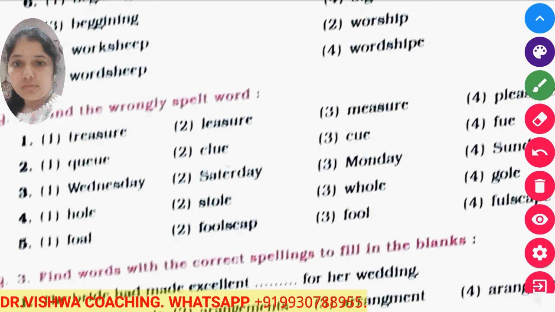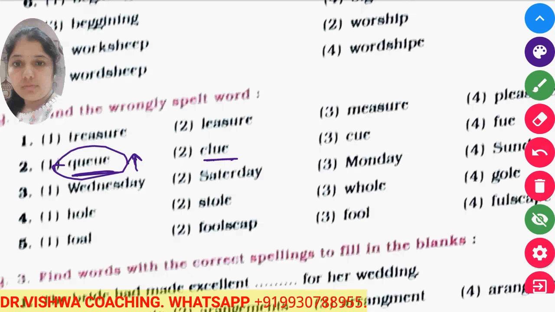Queue, clue, queue, few are the given words. Now which is wrongly spelled, we have to identify. So QUEUE means रांग लावणं in Marathi. So to stand in a row for or waiting for something and standing in the row. Okay.